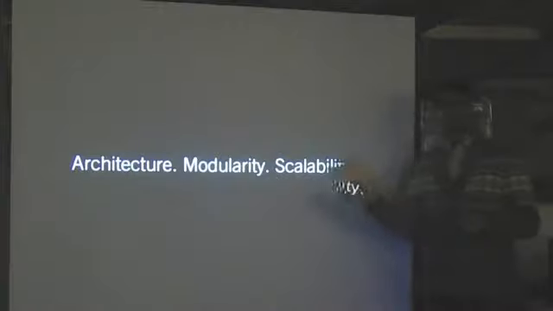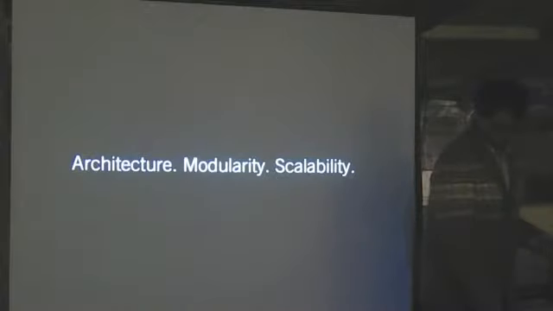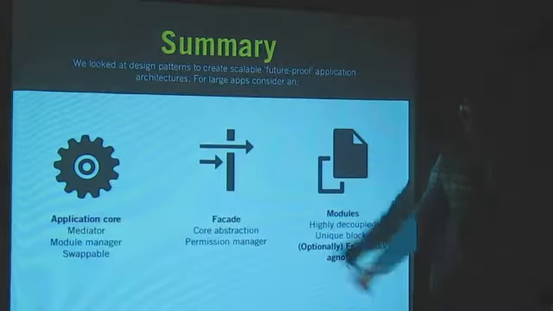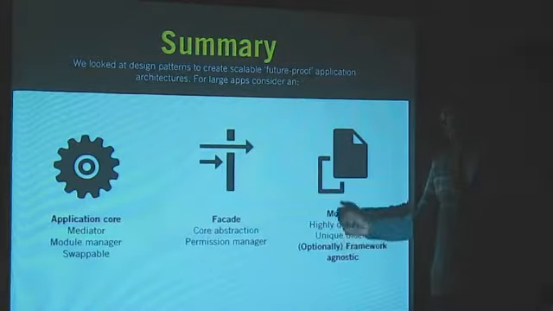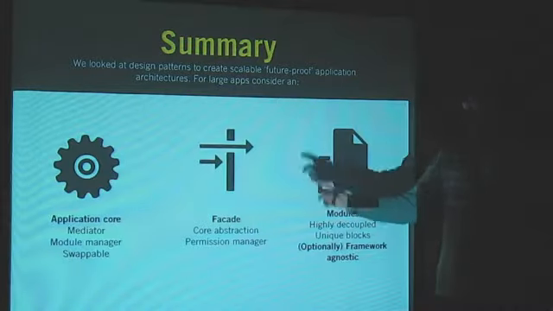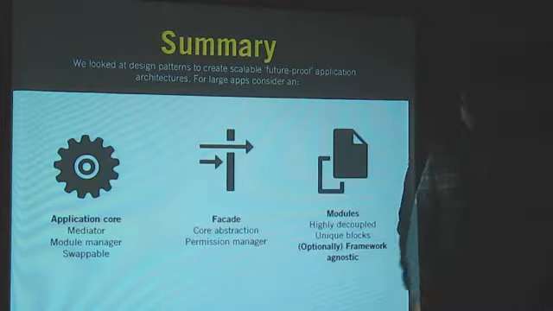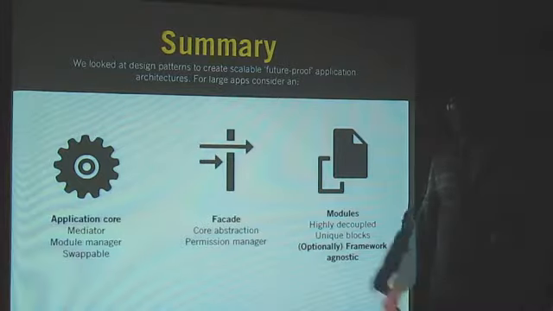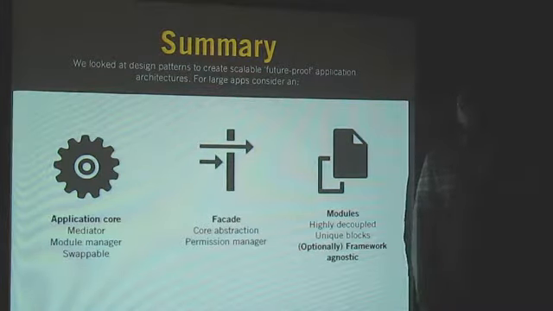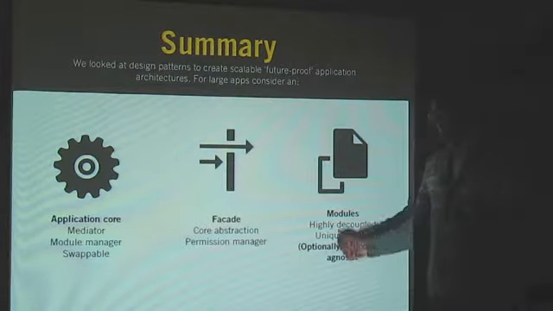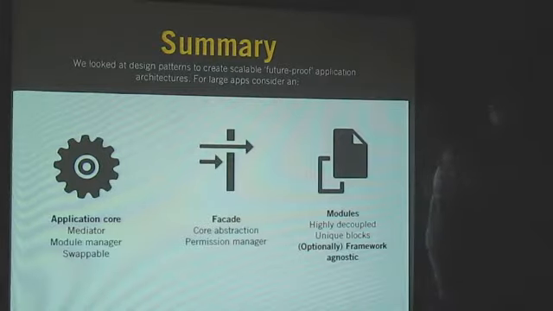Then we took a look at scalability. So how can we harness design patterns to start building things that are slightly more decoupled, more flexible, and can scale better? Very last part again. Application core, facade, and modules. We have something that can handle all of our modules and make sure that they're constantly running. We have something that can make sure that nothing breaks other parts of our application. And we have modules that are independent units of code.